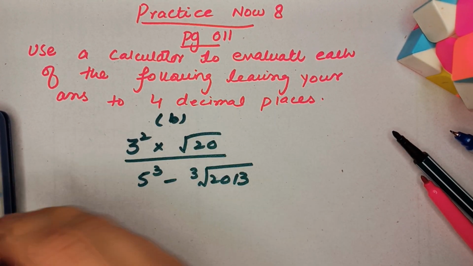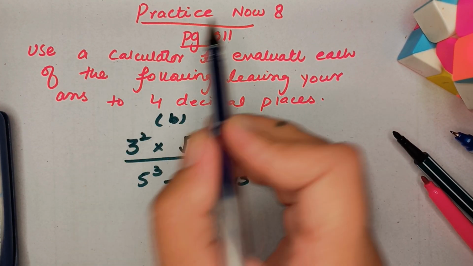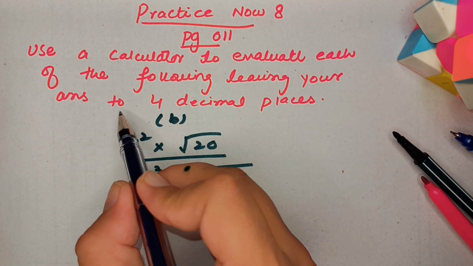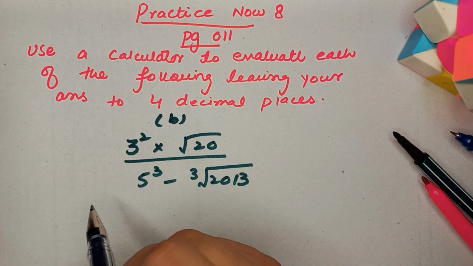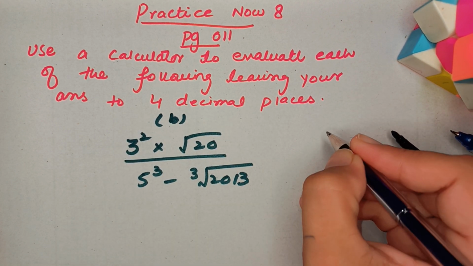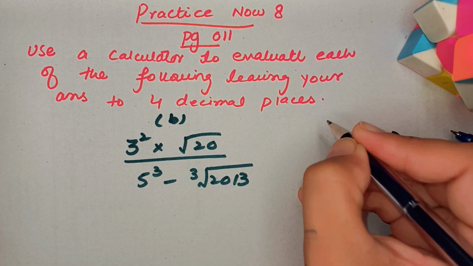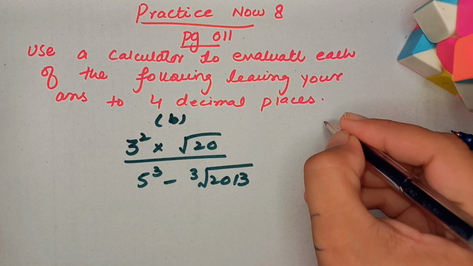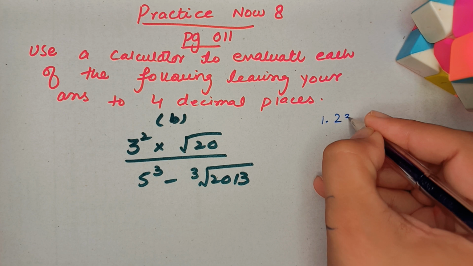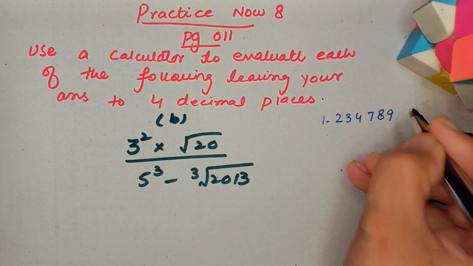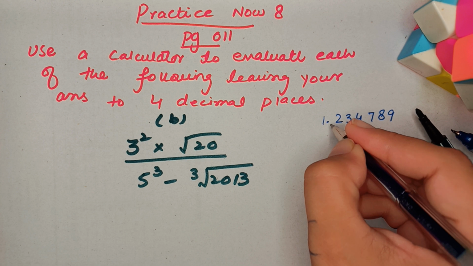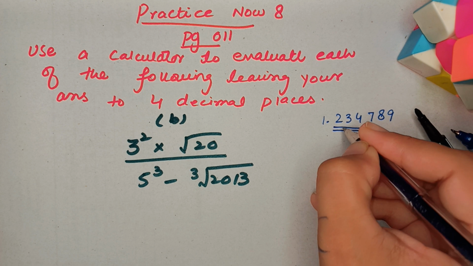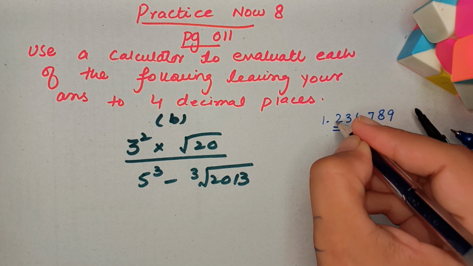Dear students, in this question, you have to use a calculator to evaluate each of the following, leaving your answer to 4 decimal places. First, you have to understand the 4 decimal places. I also explained it in one of my video tutorials. Suppose you have the decimal number. 4 decimal places means that after the decimal you have to just consider the 4 digits like 1, 2, 3, 4.